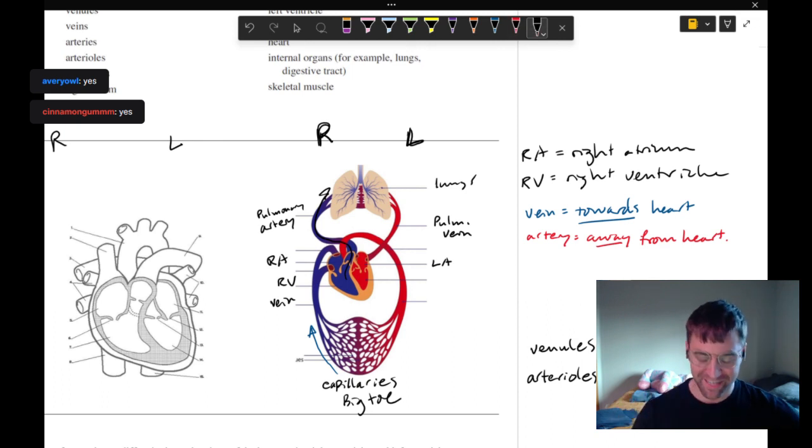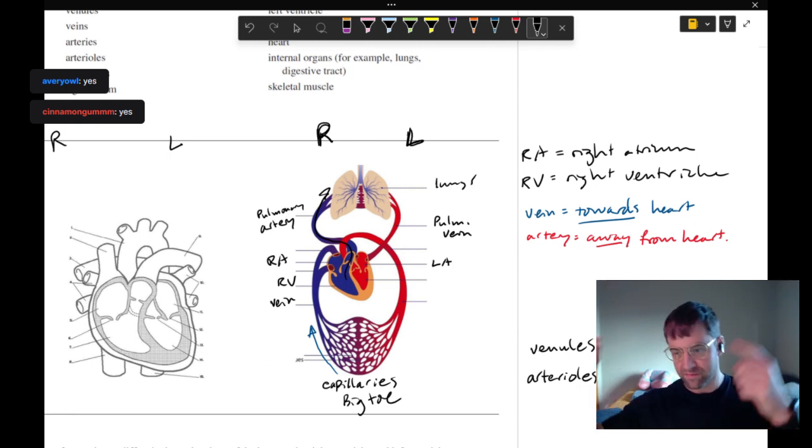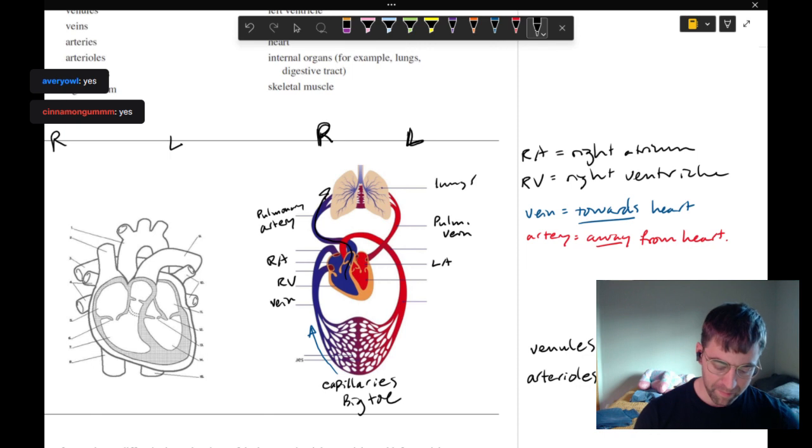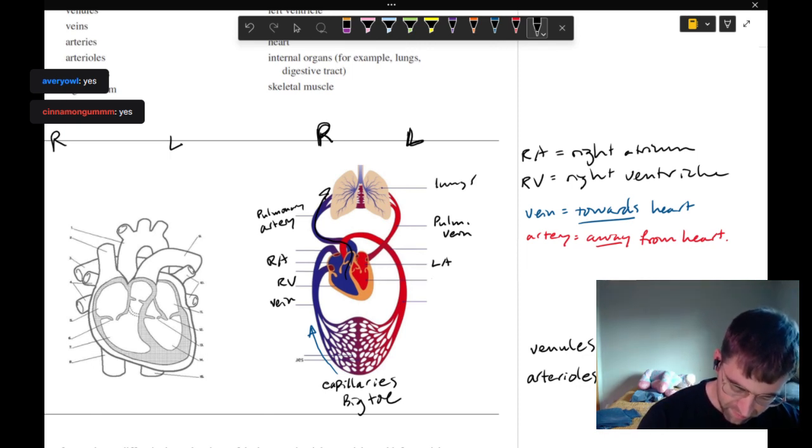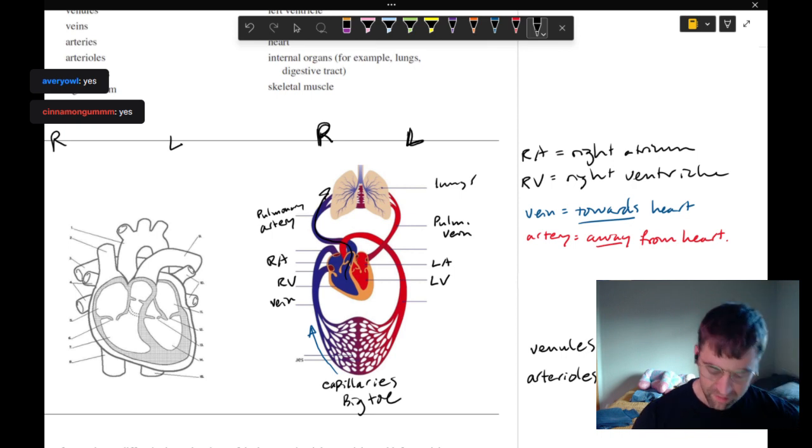And I've color coded these again for the purpose of that oxygenation bit. Once it comes out of the lungs, out that pulmonary vein back into the left atrium, it passes into the left ventricle, and then out to the aorta and the rest of the body. We're going to call this the aorta. We could also call this an artery.